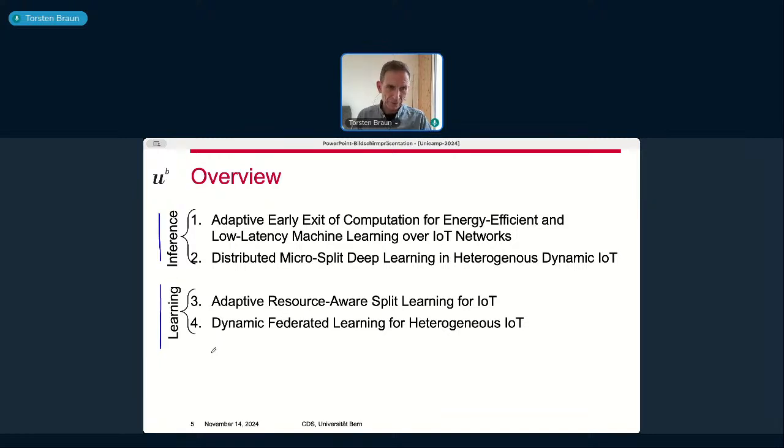So this was basically the sequence of the work we did so far, from the rather simple approach where we only made a distribution of the inference, to the more advanced approach where we also distribute the training among the IoT devices and the servers.